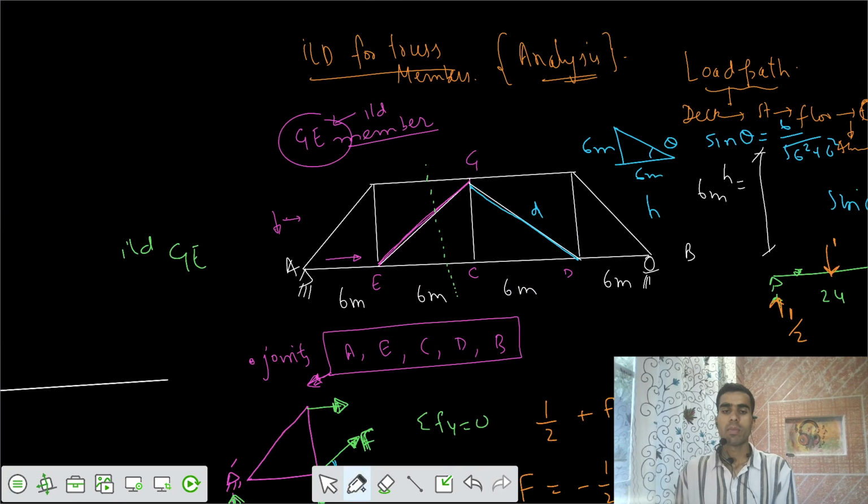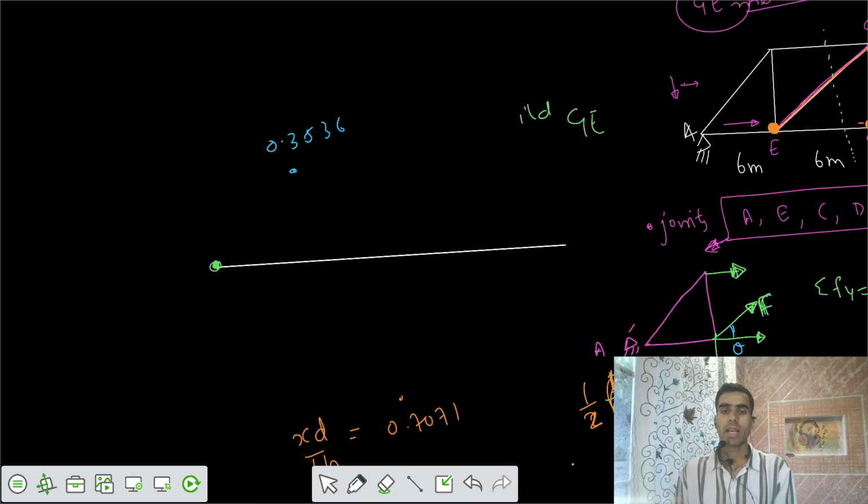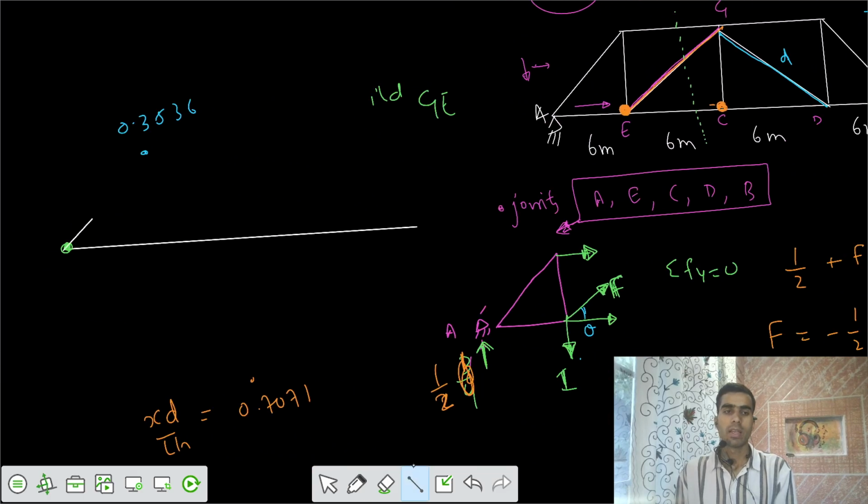If you got this panel, if you got the GE, you have two critical points. One is your point E, one is your point C. If you got the ordinates here, then finally you have to join them up to the points A and B, such that your final diagram would be in this way.